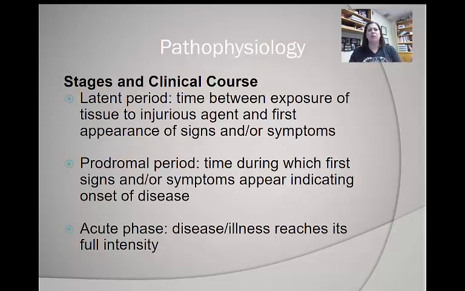We also see that there's what we call the acute phase. This is where the disease or illness reaches its full intensity. It's gotten to its kind of apex, the top amount. This is normally when you feel the worst. Normally after that point, then hopefully you start to feel better, but this is what we call the acute phase.